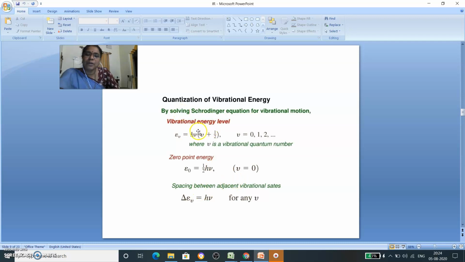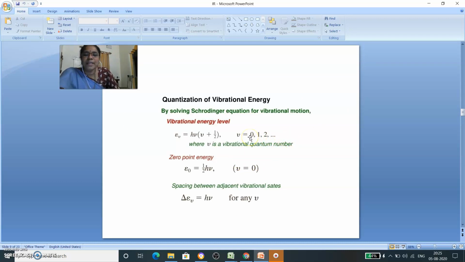Now in this I am going to explain about quantization of vibrational energy levels. So whatever it may be, we are supposed to borrow from Schrodinger, because we already derived all the energy levels. Right? So from this Schrodinger equation for vibrational motion, the vibrational energy level is given by Ev is equal to h nu into v plus half. So v is nothing but the vibrational quantum number. Like other quantum numbers, it also has 0, 1, 2, 3, 4 like this, etc.